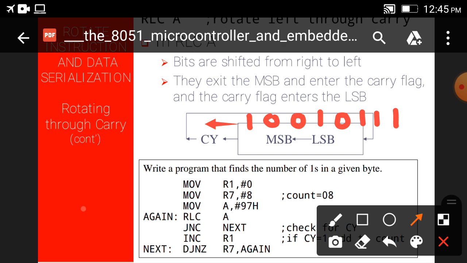So how are we calculating the number of ones? Whenever we get 1 at the carry position, we increment R1. So at the end, after R7 becomes 0, we will check the value of R1. Whatever the value of R1 is, that indicates the number of ones in the given number.